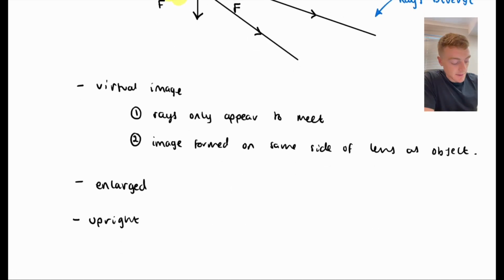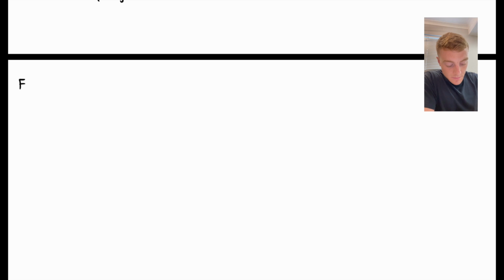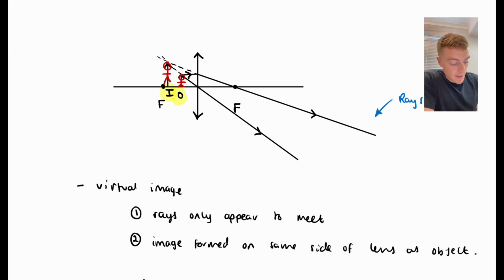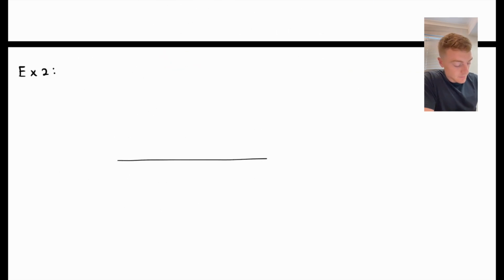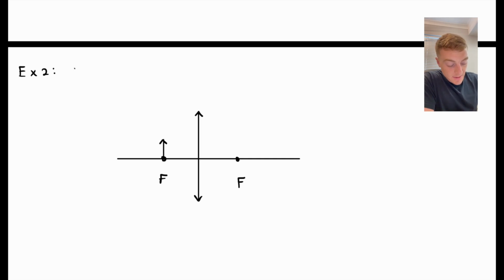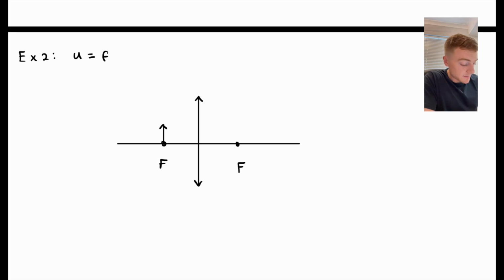Okay, so for our second example, I'm just going to move the object back. So let's draw our principal axis, our convex lens, and focal point, same distance on either side of the lens. Now I'm going to move the object and position it on the focal point. So this is an example when u, so object distance, is equal to focal length.